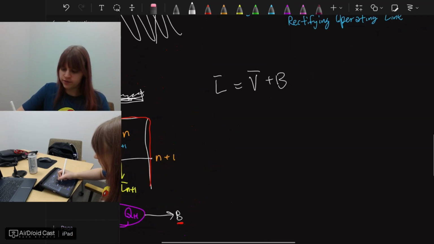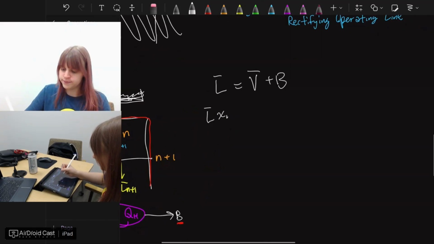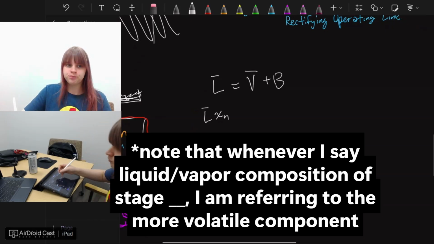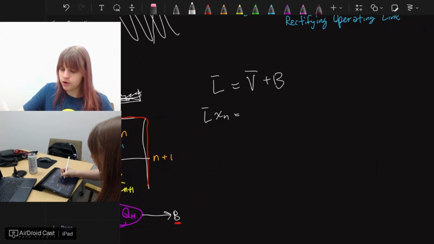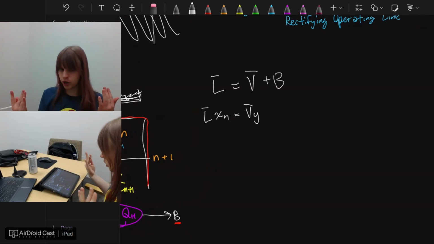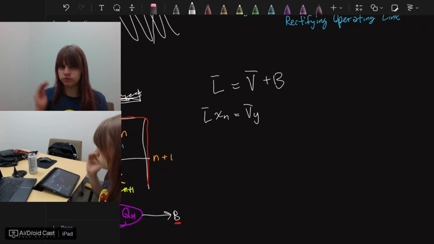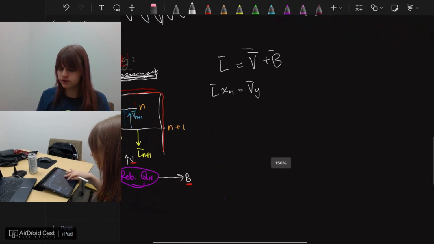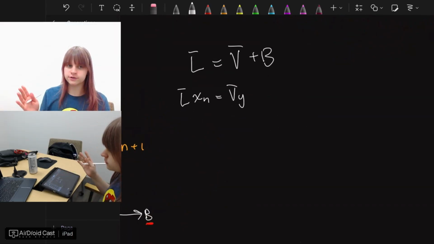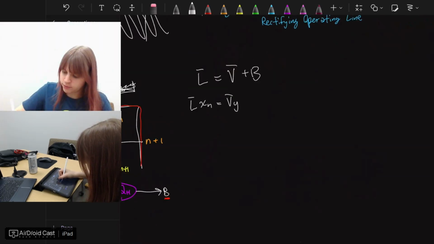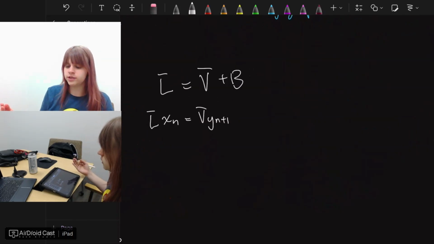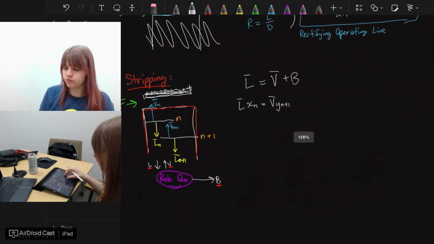And we also know that the liquid times the liquid composition of stage n is equal to V bar times, and as I go on, I'm probably not going to say the bar every time. Just know that you should write it when you're talking about the stripping section, but I'm not going to say that every single time. This is V y n plus 1, so the vapor composition of the more volatile component in the stage below.